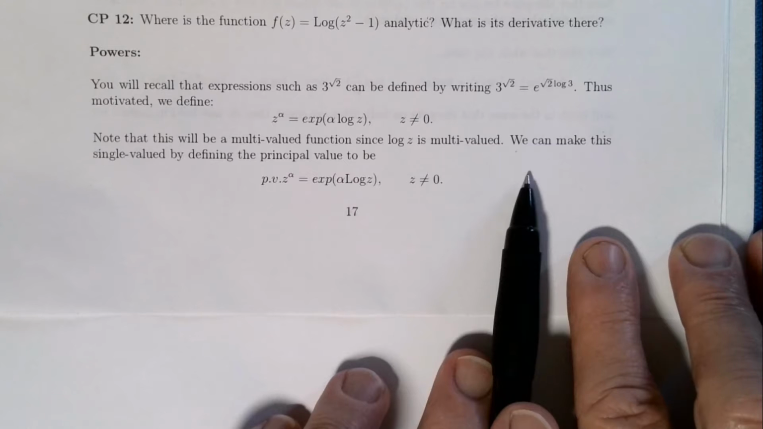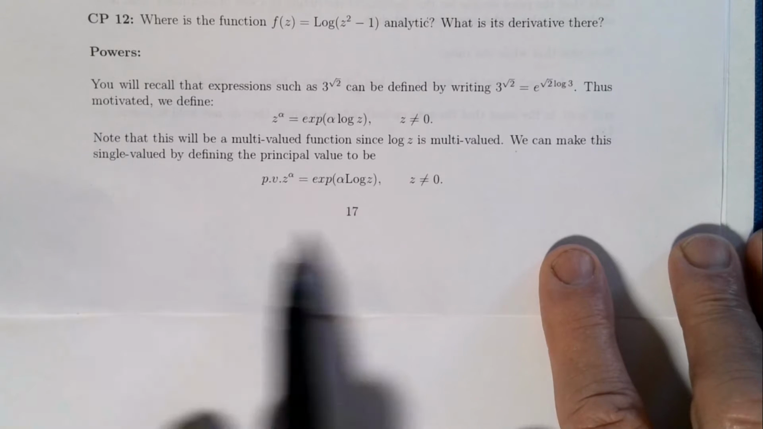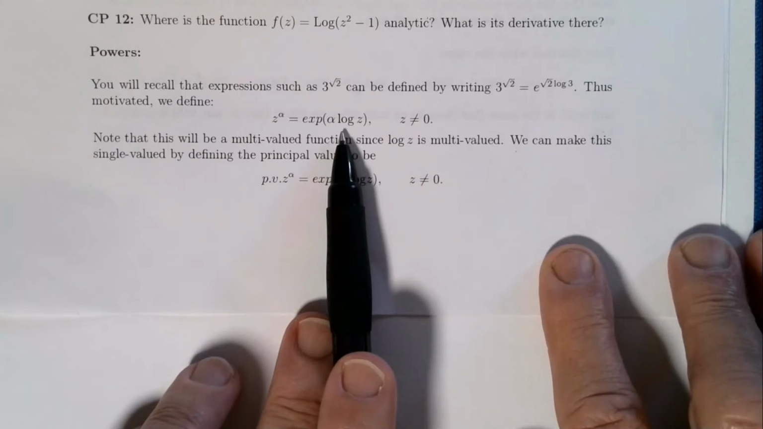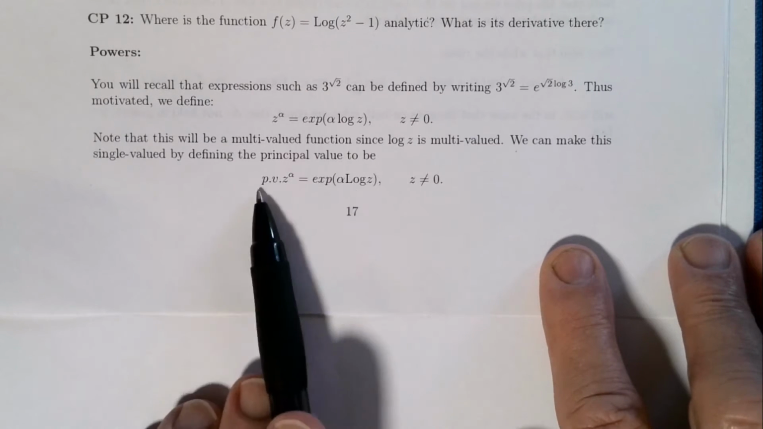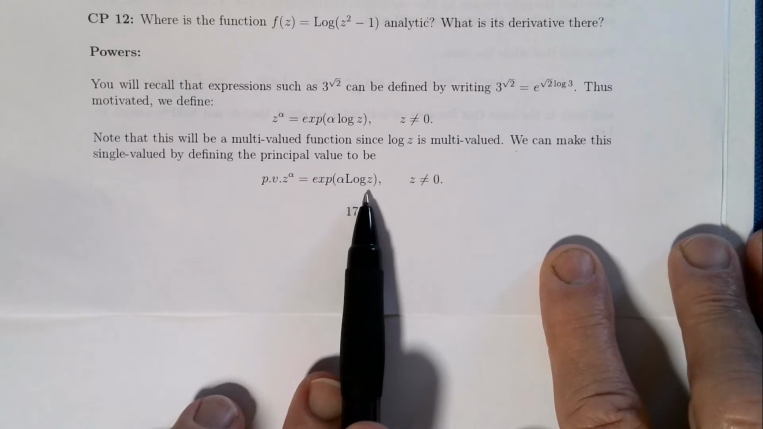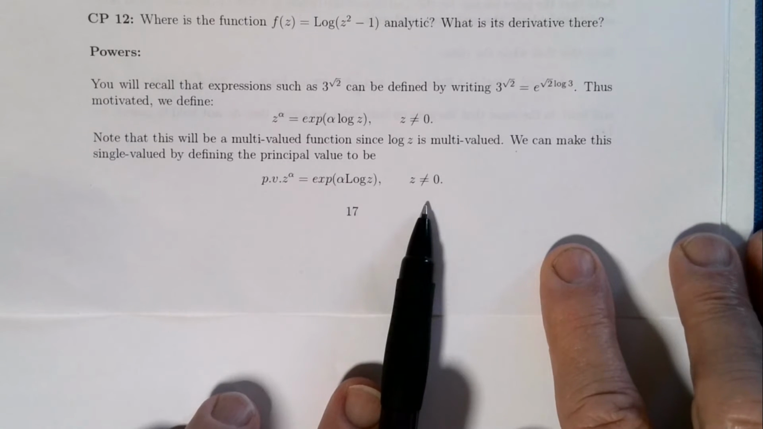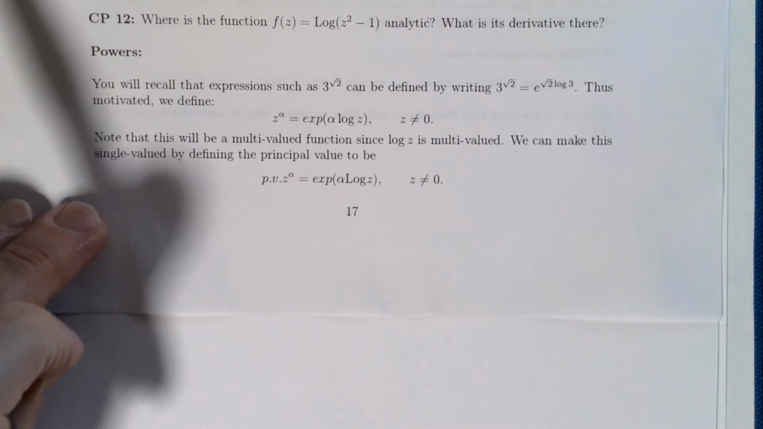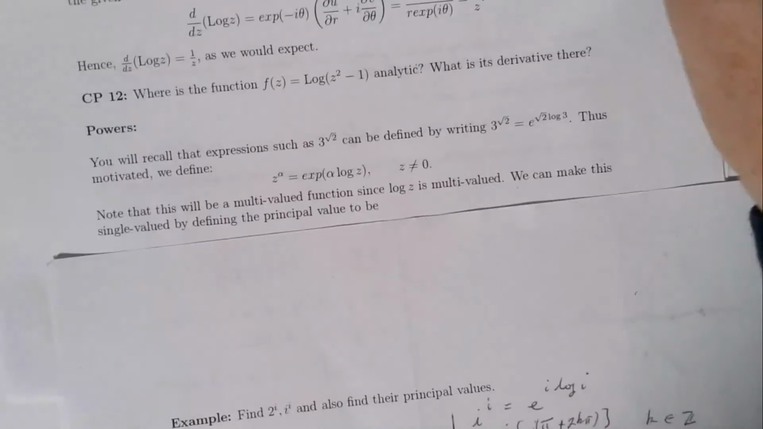We can make it single valued by simply replacing the little log with capital Log, and we talk about that as PV of z to the alpha. So the principal value of z to the alpha is e to the alpha Log z, again for z not 0. The best thing to do with this is to have a look at some examples and do some calculations.